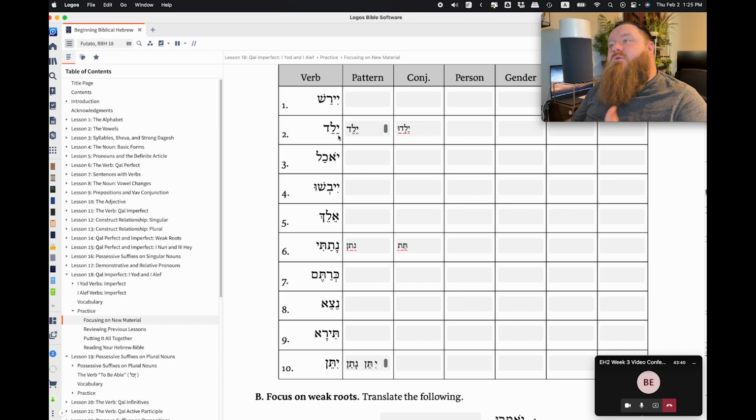Now, once we get into other types of weak verbs, we may have to keep digging a little bit. But at this point, the 1 yod explains what we see here. That's a long process to go through.